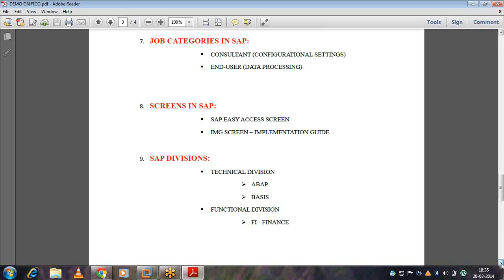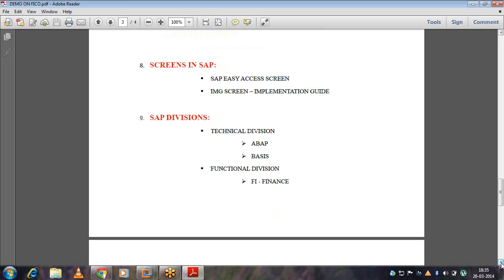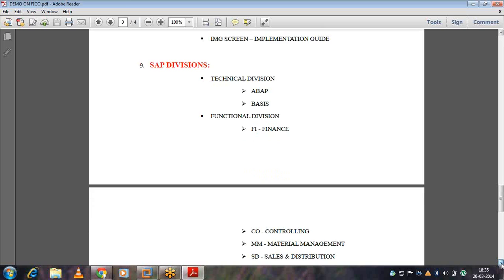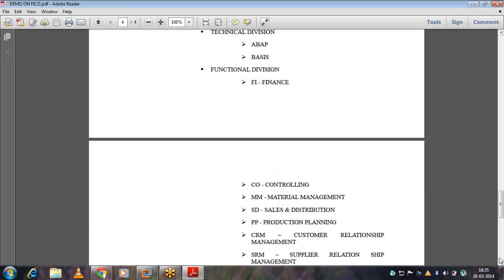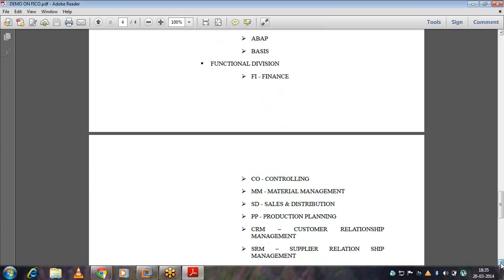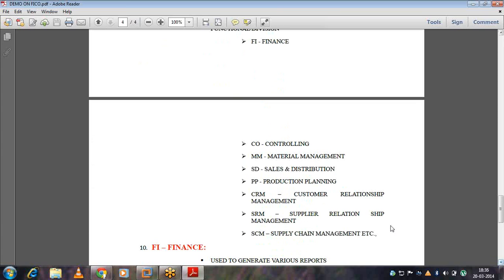The functional division of SAP is meant for those candidates who have knowledge or experience either in the accounting side or finance side, inventory side, production side, human resource (HR) side, marketing side. For those who have experience in these areas, the functional division is meant. Some of the functional divisions I have mentioned here: finance, controlling, material management, sales and distribution, production planning, customer relationship management, supplier relationship management, supply chain management.